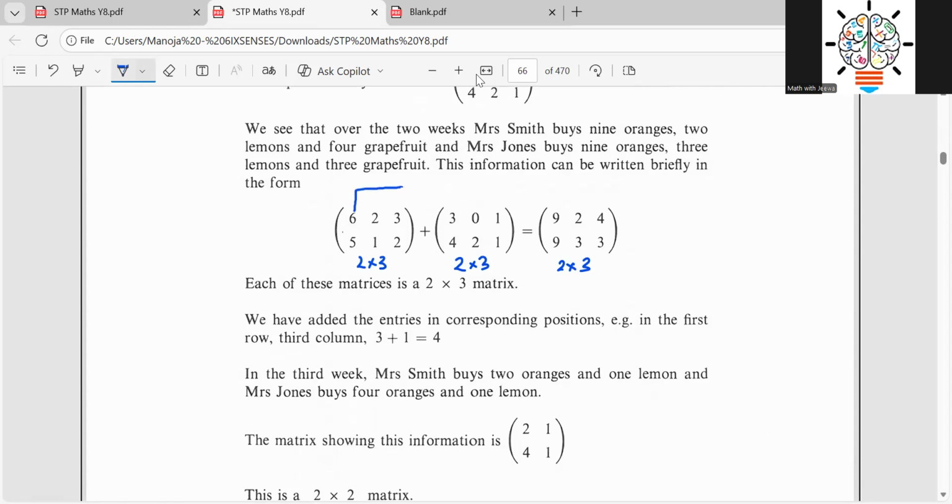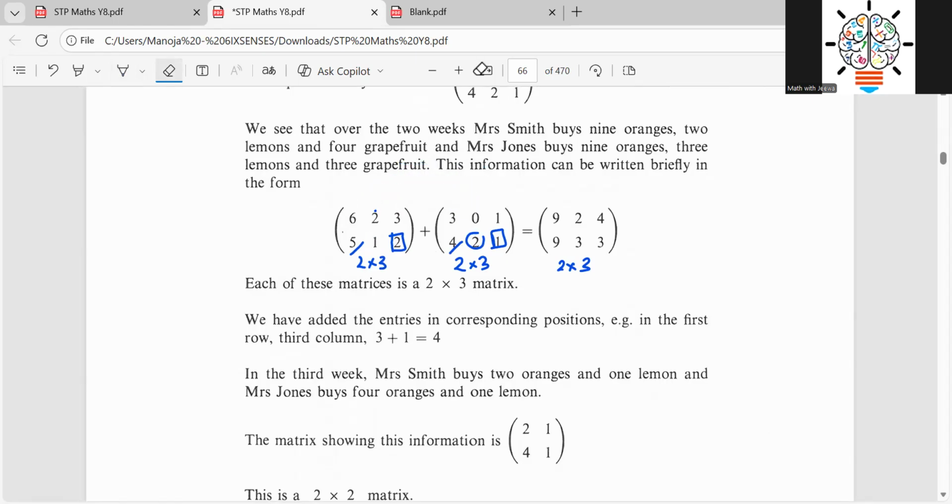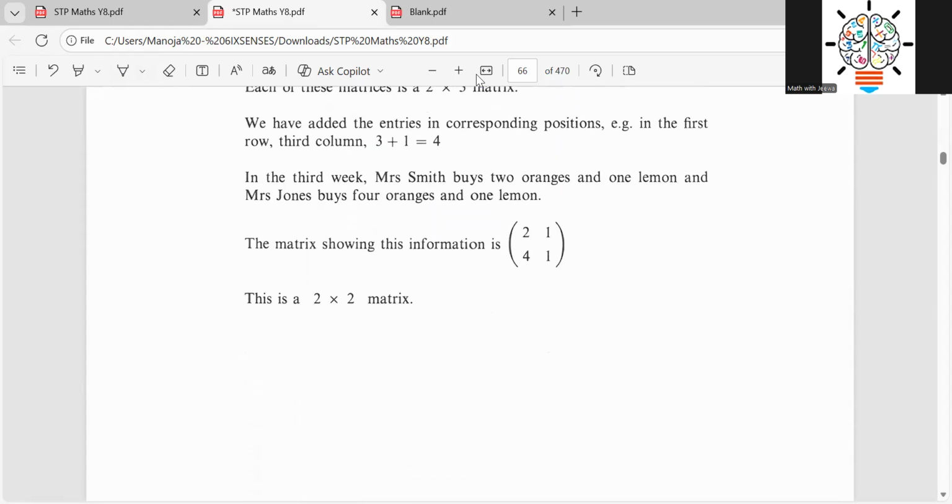How are we going to do that? You add these: 6 plus 3, 9. Then you add 2 plus 0, 2. Then you add 3 plus 1, 4. The same way, 5 plus 4, 9. 1 plus 2, 3. 2 plus 1, 3. You don't want to draw the arrows and the symbols like this. I just showed you to explain what I'm doing there. Otherwise, you want to do them in your mind, right? And you write the answers. This is very easy when you are adding the matrices.